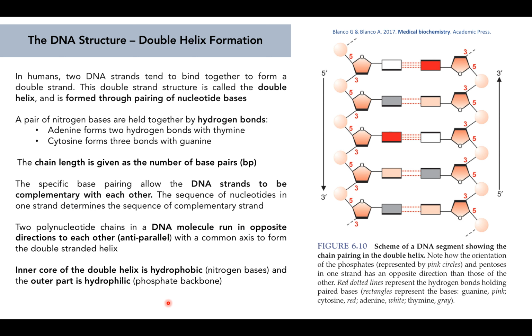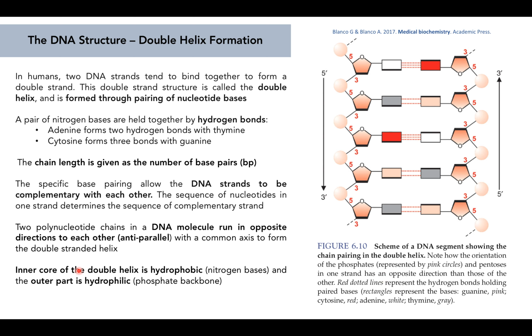Now, the chain length here is indicated by the number of base pairs. So if you recall from the previous slide, we talked about how nuclear DNA is made of 3 billion base pairs, which is 1 base pair, 2 base pairs, 3, 4, 5 base pairs. So you keep counting until 3 billion base pairs if you wish. And then the specific base pairs allow DNA strands to be complementary with each other. What does this mean? It means that if we know the sequence of this chain, then we'll know the sequence of the other chain because they are complementary to each other. We know that if this is adenine, then the other side must be thymine. So you only really need to know one strand's information in order to know what the other strand is because they are complementary.